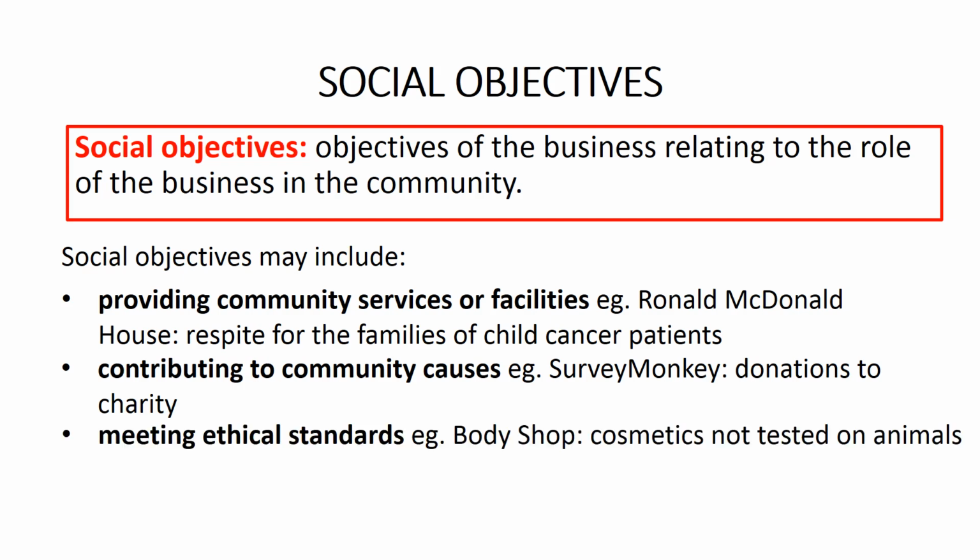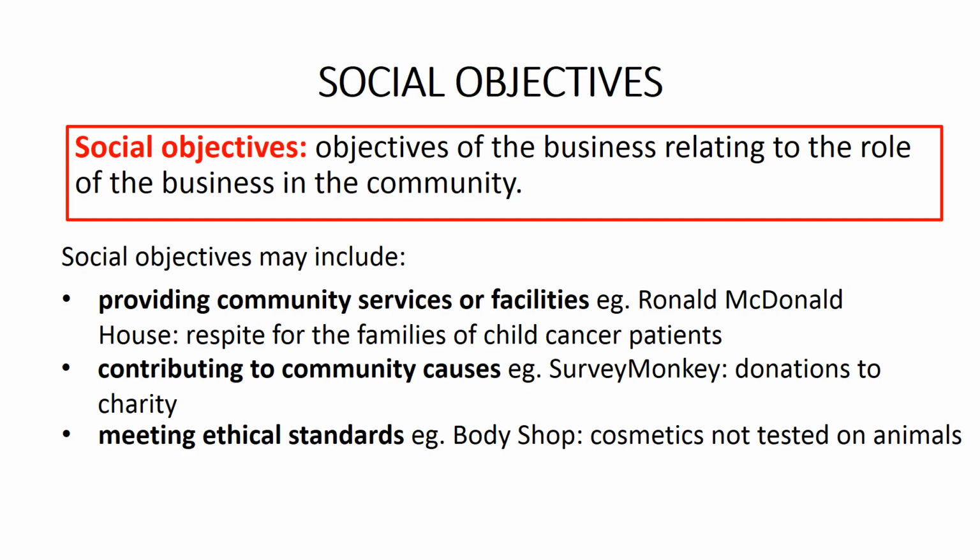Social objectives also include meeting ethical standards. An example of this is the Body Shop. The Body Shop has a policy that it does not stock or sell cosmetics that have been tested on animals. This policy appeals to customers who are concerned about the mistreatment of animals because cosmetics are tested on them. So by only stocking and selling cosmetics that have not been tested on animals, the Body Shop is meeting an ethical standard, that is, an ethical standard relating to the fair treatment of animals.